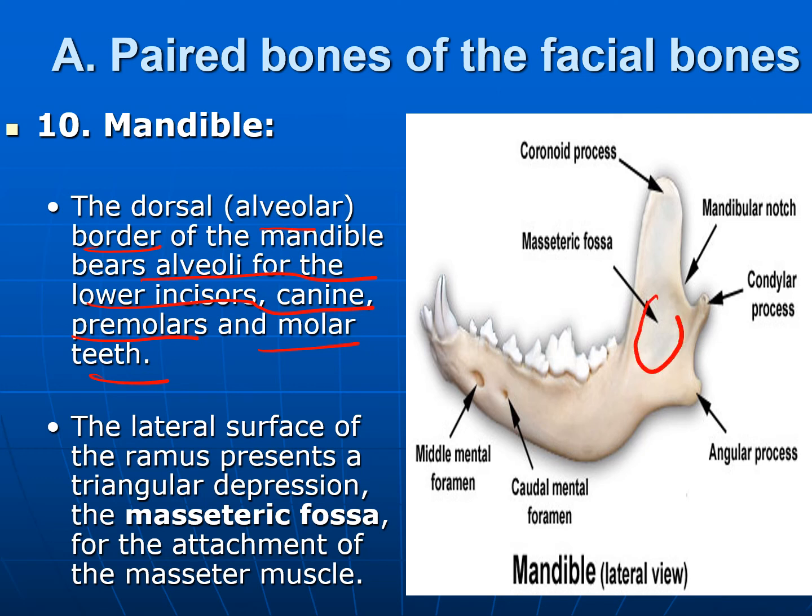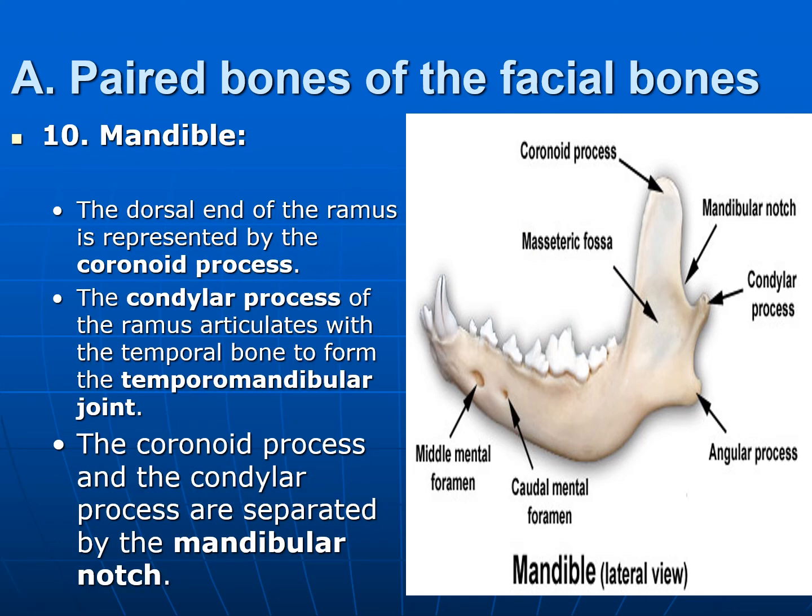In this area we have the masseteric fossa, which is the attachment for the masseter muscle, a very important muscle for mastication. As I said, in the dorsal portion we have the coronoid process, the condylar process, and the mandibular notch, and these are very important because they articulate with the temporal bone to form the temporomandibular joint.